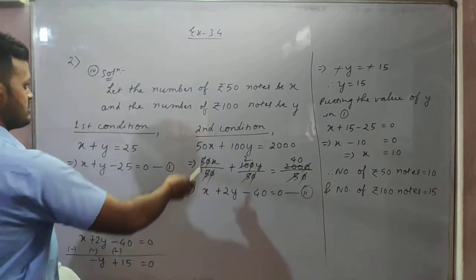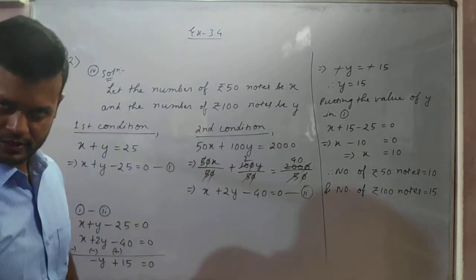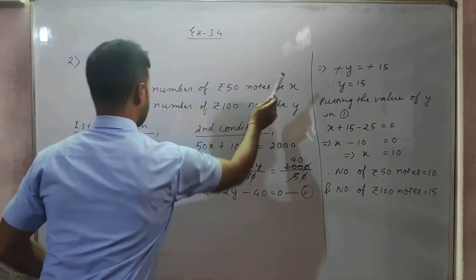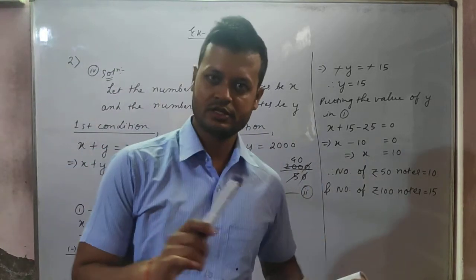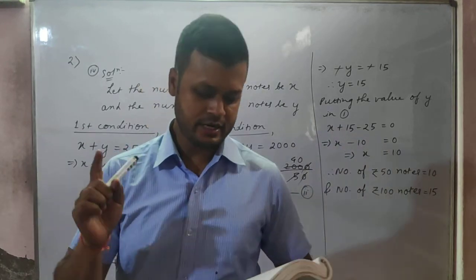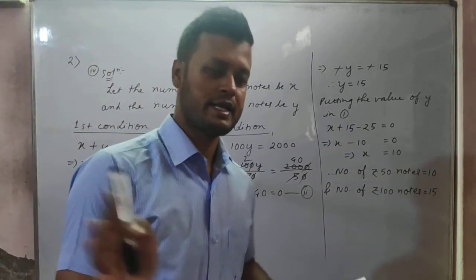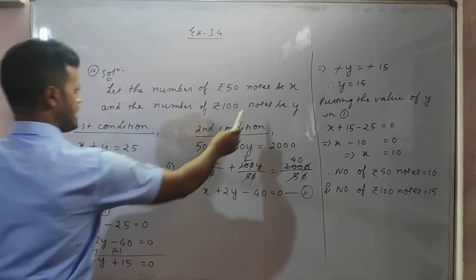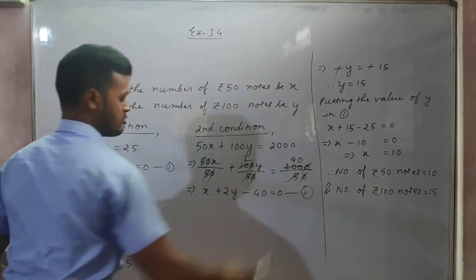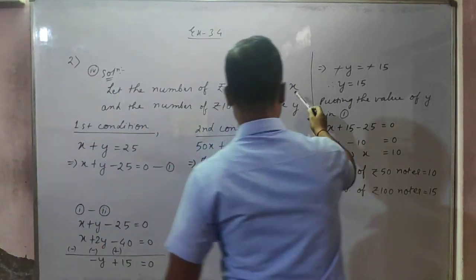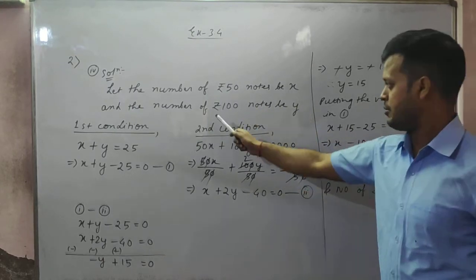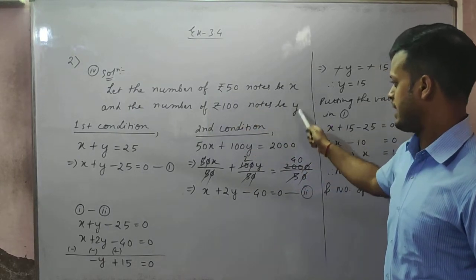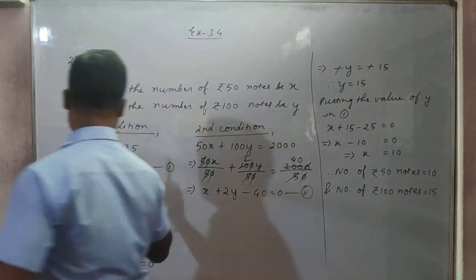So let the number of rupees 50 notes be x and the number of rupees 100 notes be y. First condition is that there are 25 notes in all. So that means total number of 50 rupees notes and total number of 100 rupees notes you add. How many 50 rupees notes are there? x. How many 100 rupees notes are there? y. If you add both, x plus y, you will get how much?